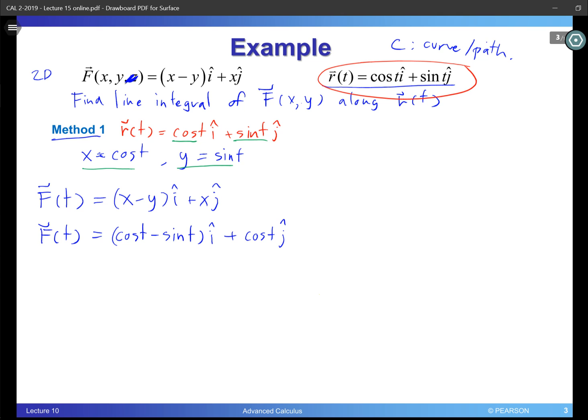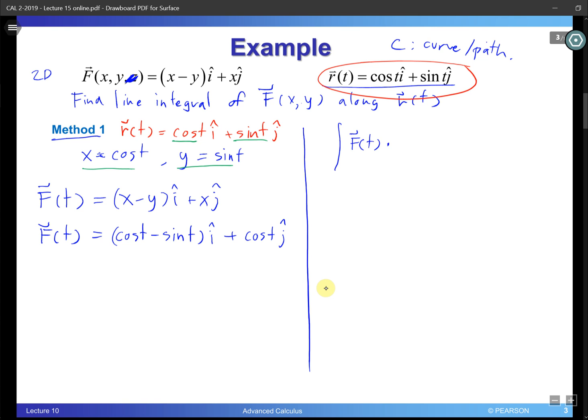Okay, and in order to use the second form, let's take a look at the formula. The second form looks like this: integration of F that depends on t dot dr of t by dt. Integrate this with respect to t, starting from time equal to a and ending at time equal to b.